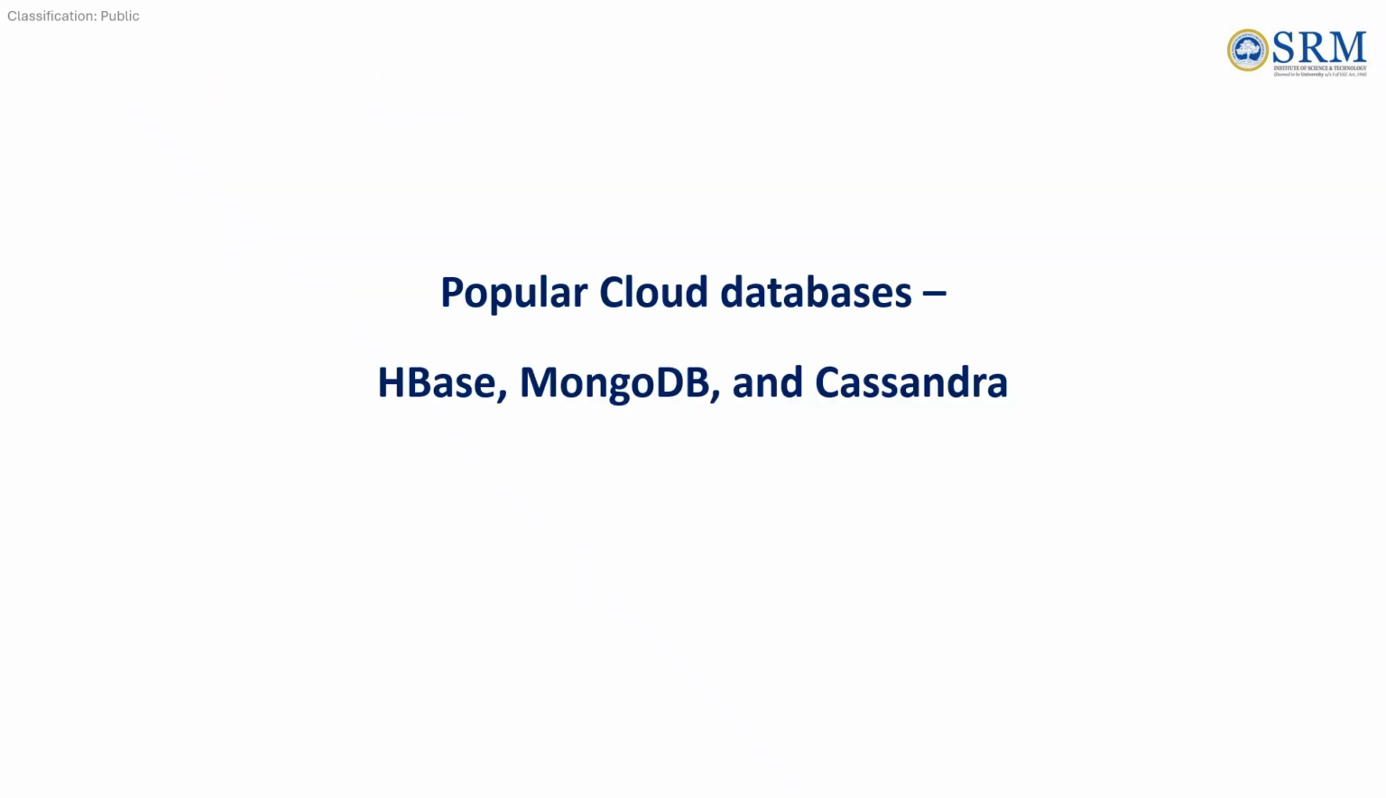Now, let us look at some popular cloud databases widely used in distributed and big data environments. Some of the popular cloud databases used in modern distributed systems are Apache HBase, MongoDB, and Apache Cassandra. These databases are widely used for handling large-scale cloud data because they provide scalability, high performance, and fault tolerance.